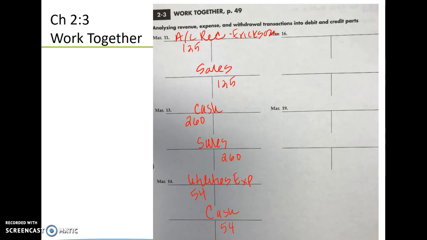Okay, next transaction. Received cash on account from Jones Erickson for $125. So what two accounts are affected? My cash and my accounts receivable. How is each account classified? They're both assets, so they're going to go in opposite directions. How is each classification changed? Cash is increasing because I received cash, and accounts receivable is decreasing. So I'm going to debit my cash and I'm going to credit my accounts receivable.